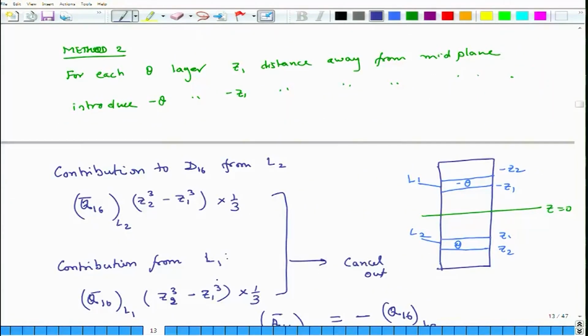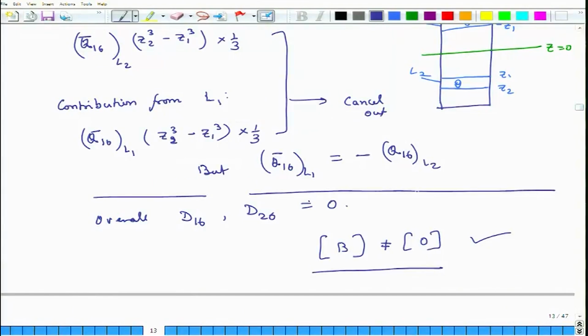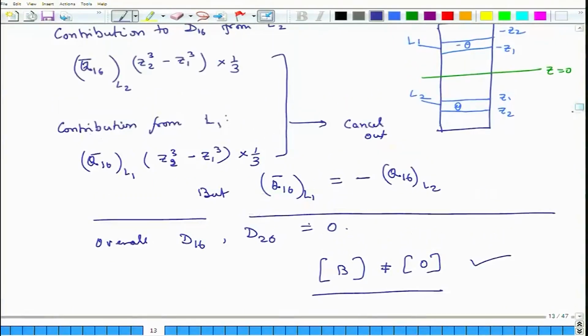Theoretically we can design systems which have D16, D26 to be 0, but it comes at a cost: either it should be a 0/90 cross ply laminate, or it should be a non symmetric laminate, an anti symmetric laminate, okay. But that is something we really do not want. So, we are stuck.